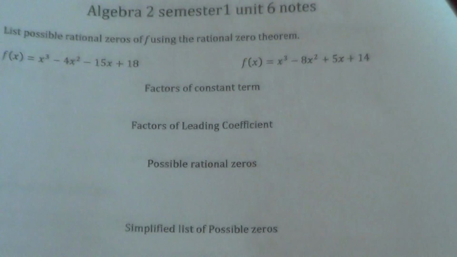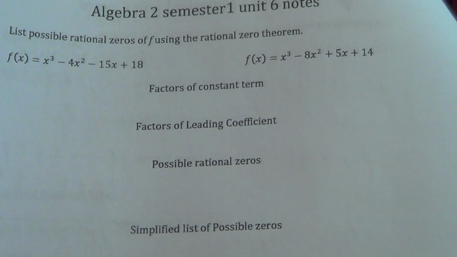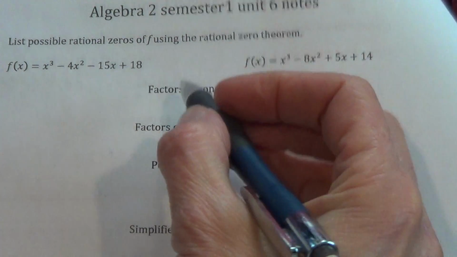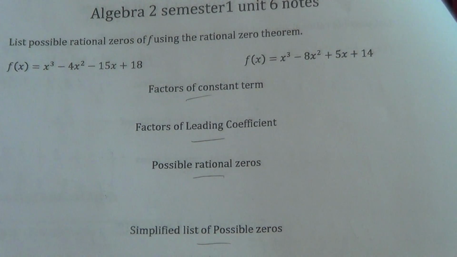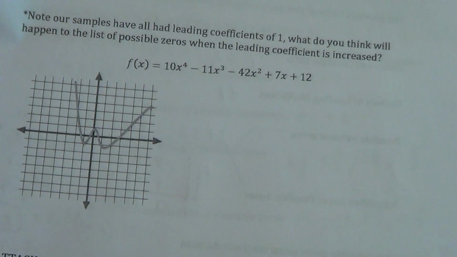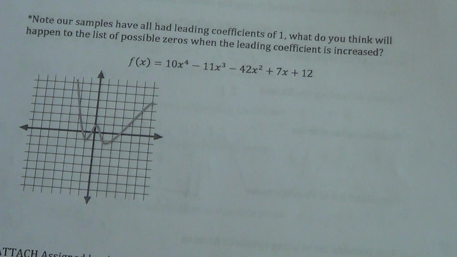Okay, we have another rational zero theorem, and I want you to work through this one on your own. Follow all of the steps. When you come into class, we'll check it. Down to the bottom of this page, it says, note our samples have all leading coefficients of 1. What do you think will happen to the list of possible zeros when the leading coefficient is increased?